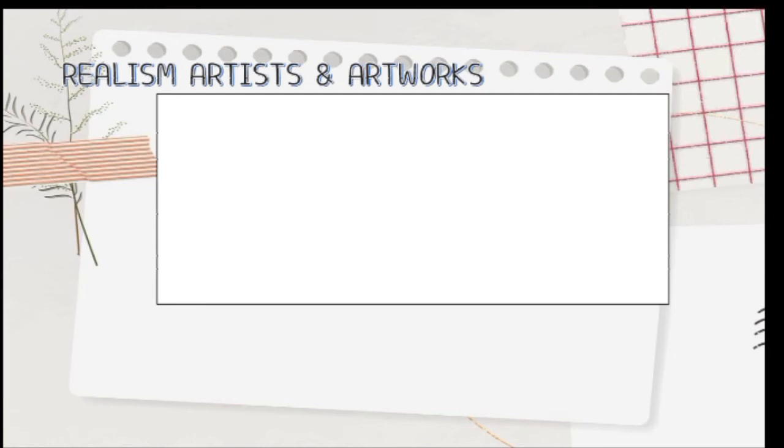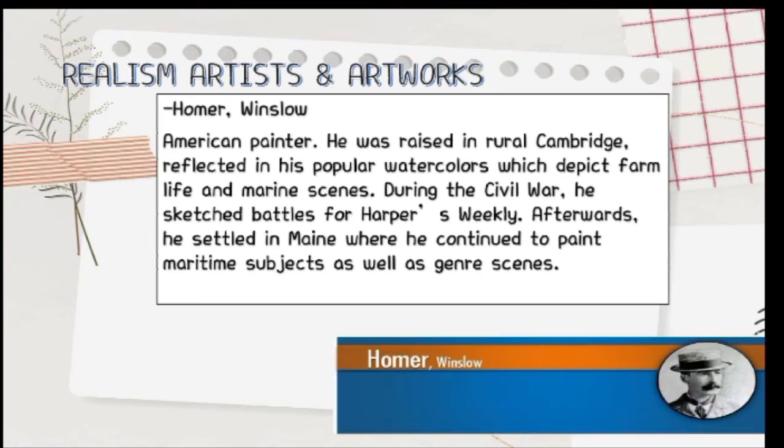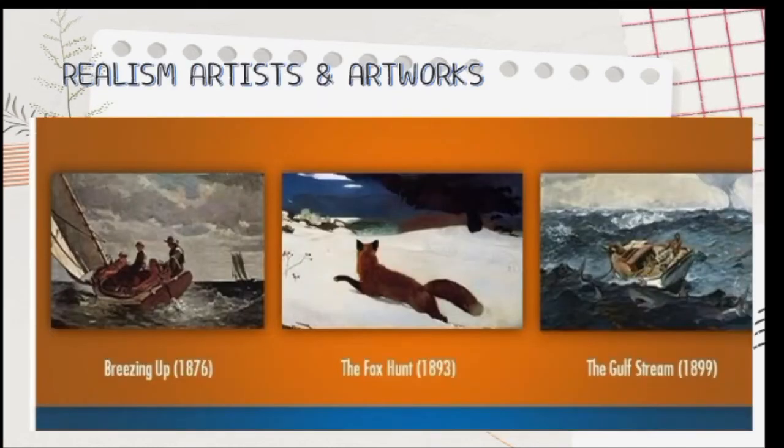Winslow Homer, American painter. He was raised in rural Cambridge, reflected in his popular watercolors which depict farm life and marine scenes. During the Civil War, he sketched battles for Harper's Weekly. Afterwards, he settled in Maine where he continued to paint maritime subjects as well as genre scenes. He is also considered one of the foremost painters in 19th century America and a prominent figure in American art. Here are examples of his artworks: Breezing Up in 1876, The Fox Hunt in 1893, The Gulf Stream in 1899.